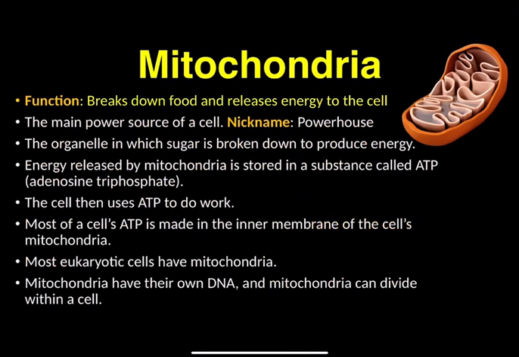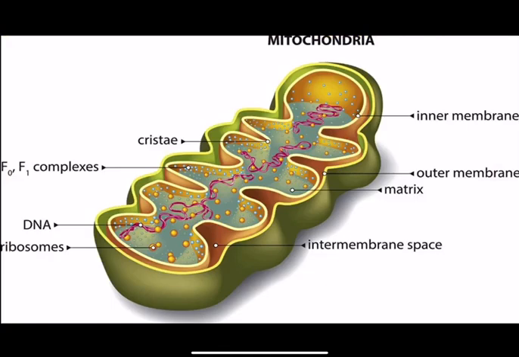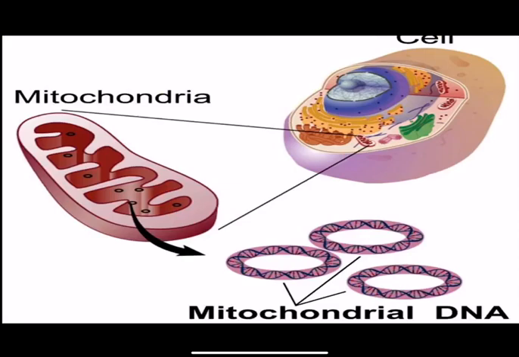Most eukaryotic cells have mitochondria. Mitochondria have their own DNA, and mitochondria can divide within a cell. This is what the inside of a mitochondria will look like. Feel free to pause the video if you would like to study this picture more.